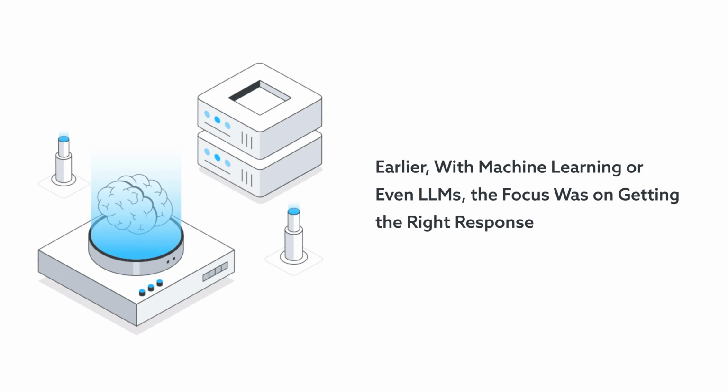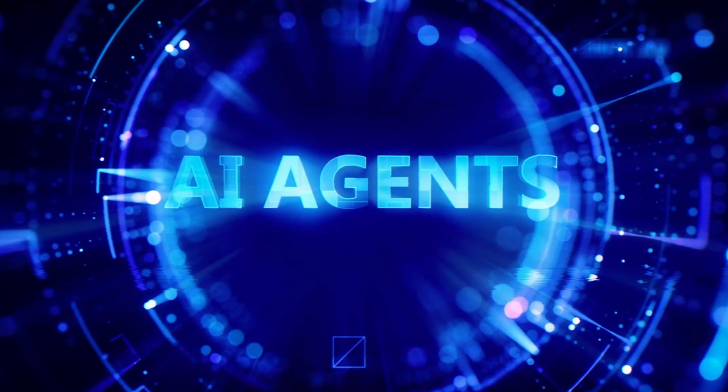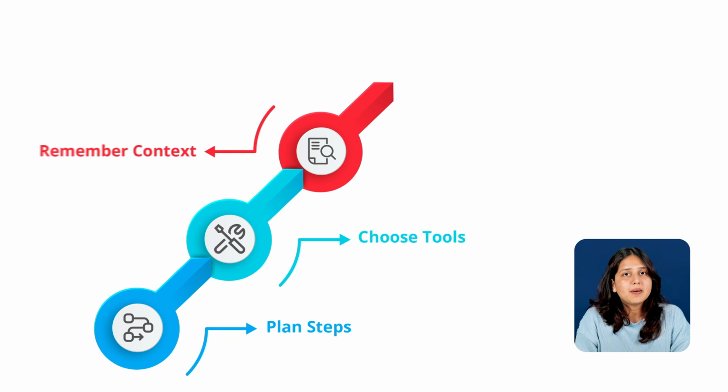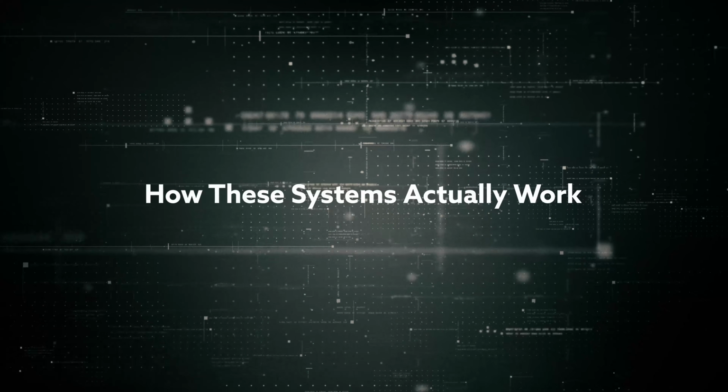And before we go into the roadmap, there's one mindset shift you need to understand. Earlier, with machine learning or even LLMs, the focus was on getting the right response. But with agentic AI, the problem changes completely. Now you're designing systems that can decide what to do next, systems that can plan steps, choose tools, remember context, and adapt when things go wrong. And that's exactly why people struggle because they jump into frameworks without understanding how these systems actually work.